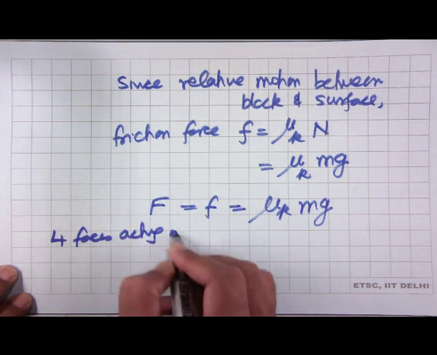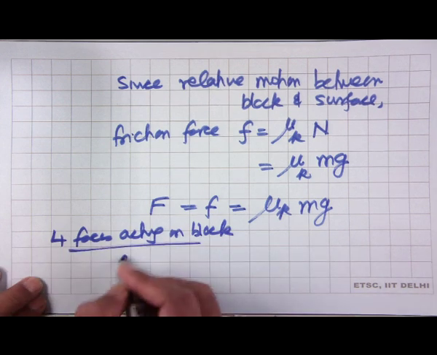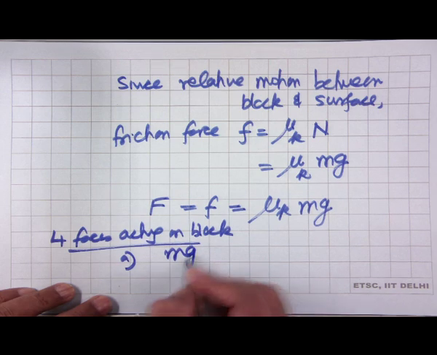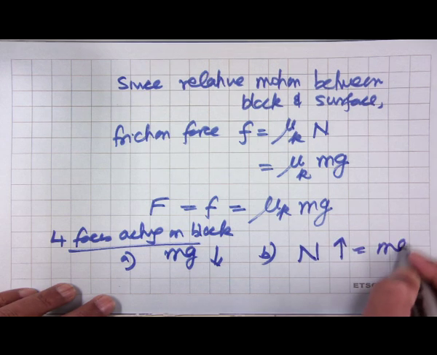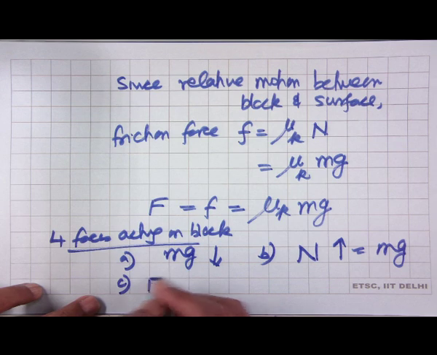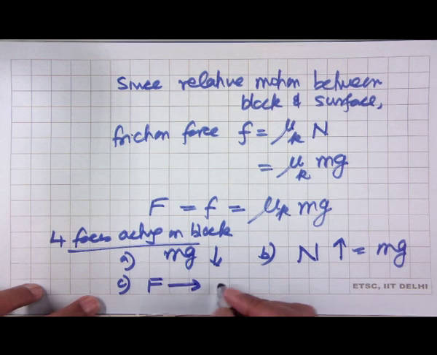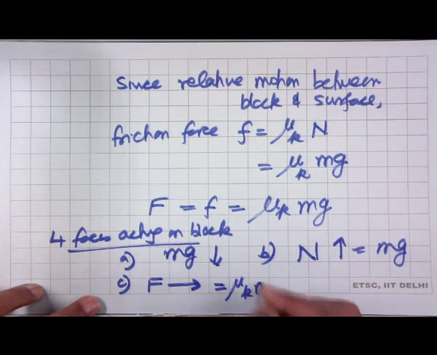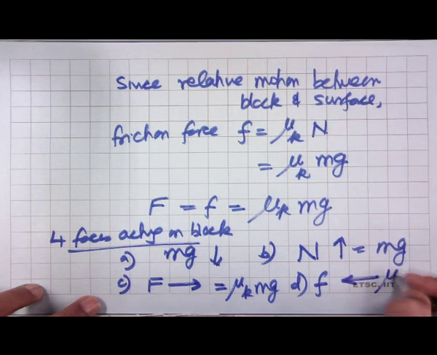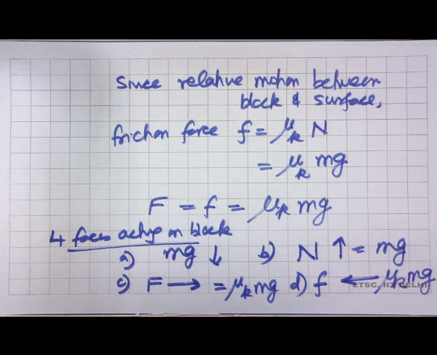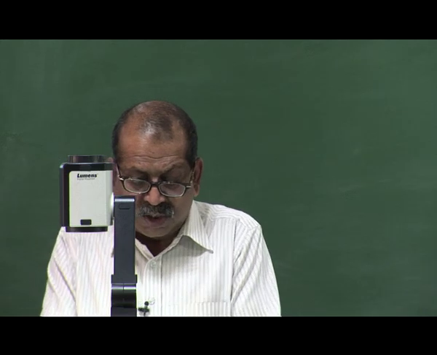Let us list all of them: A, mg which is acting downwards; B, normal reaction which is acting upwards, which is equal to mg; C, the force F which is being applied in the forward direction, and this is equal to mu k times mg; and fourth, f the force of friction which is acting in the minus x direction, and this is equal to mu k times mg. So, we have these 4 forces acting on the block. Now, we have to find out the work done by each of these 4 forces. So, this is part A of the problem.